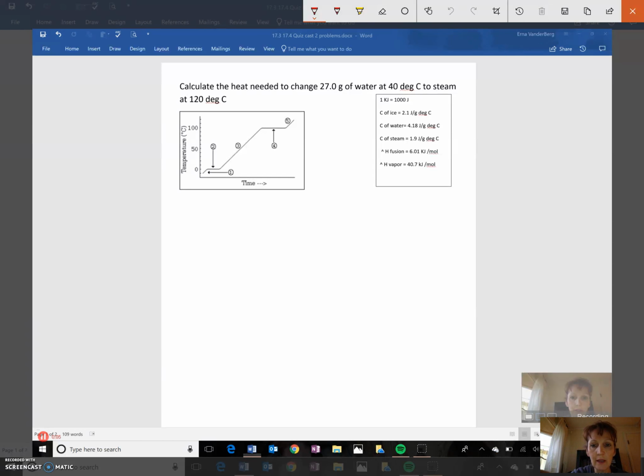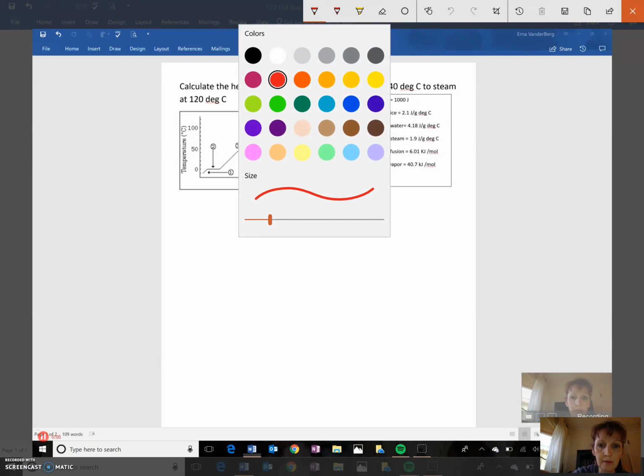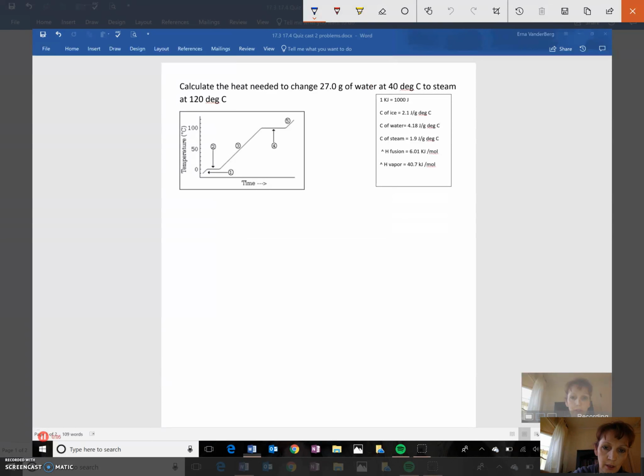We're told that we have 27 grams of water at 40 degrees Celsius. Well, where would that be? That would be right here. Oh, about here. Okay. Between about a little bit below 50 degrees would be 40 degrees. So we're working with water. And we want to make steam.